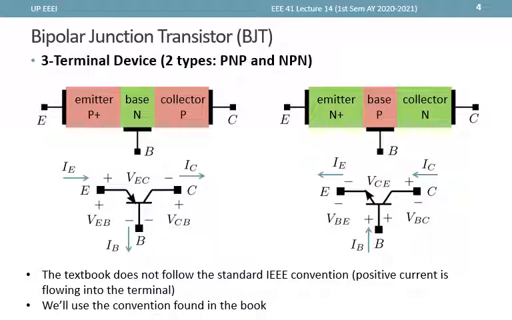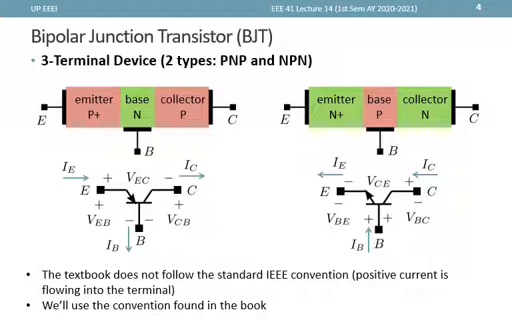And given these terminal names, we can actually define voltages, for example, VEC, with the plus side at the emitter, the first letter, and the minus terminal at the collector, the second letter. So VCB should have the positive terminal at the C, negative terminal at the B. VEB would have a positive terminal at the E and negative terminal at the B. Alternatively, we can also define VCE, where the positive is at the collector and the negative is at the emitter, and so on and so forth.